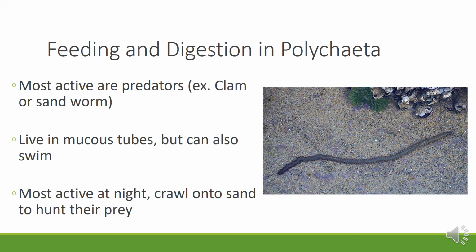Feeding and digestion for these guys. Most active ones are predators. So in the example on the right, this is a sandworm. They live in mucus tubes, but they can also swim. Mostly they come out at night when it's cooler. They'll crawl onto the sand to hunt their prey. This one is a sandworm from Oregon.